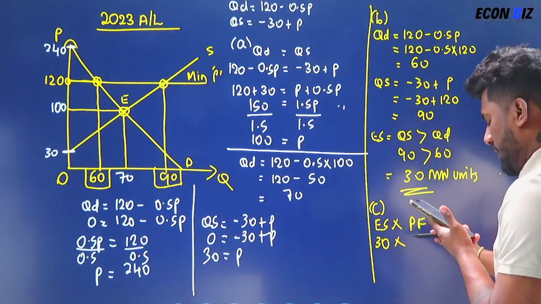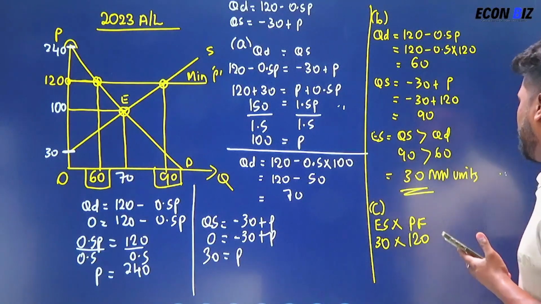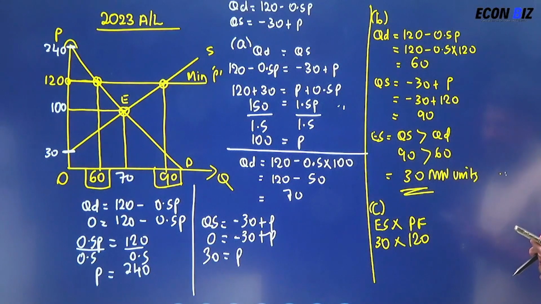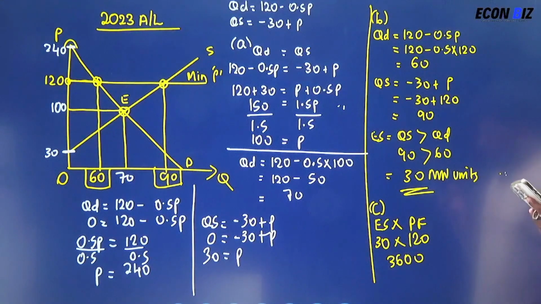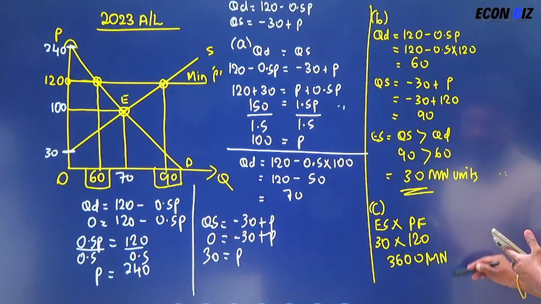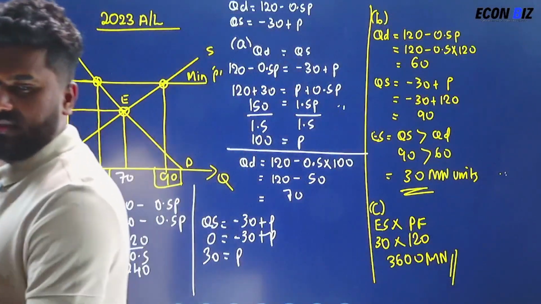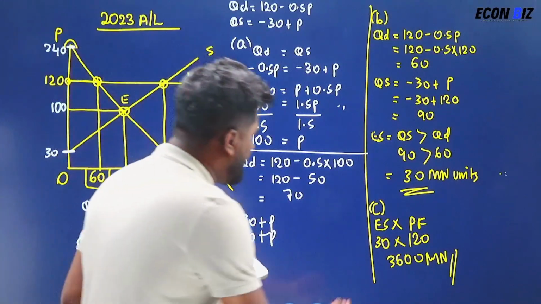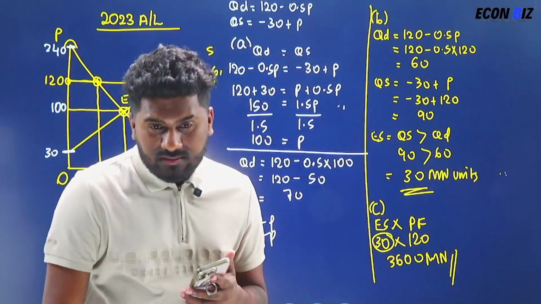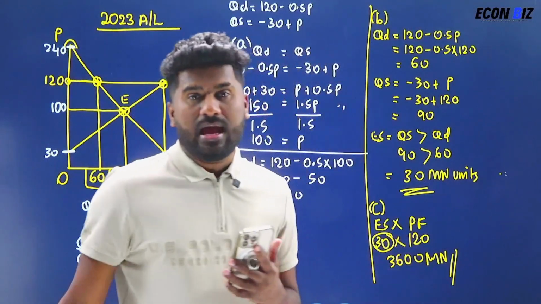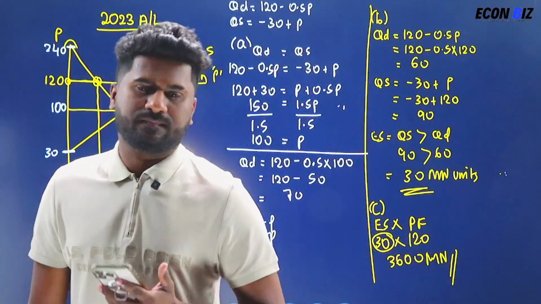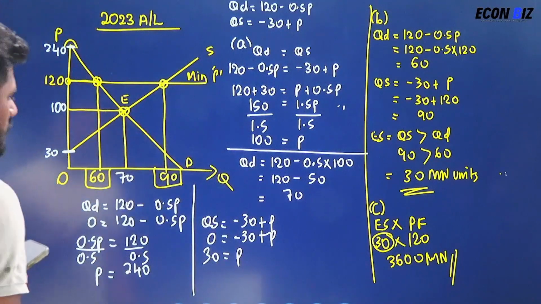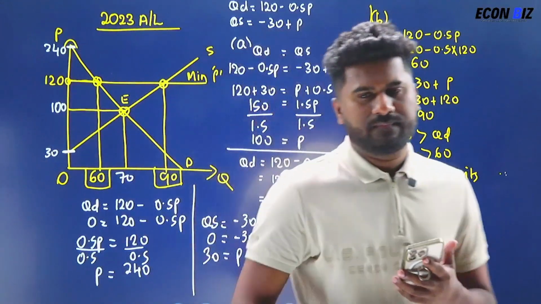Excess supply is 30 million units, multiplied by the price floor. And the price floor is how much? 120. So 3,600 million is the government cost. Excess supply of 30 million needs to be purchased at 120 per unit. So 3,600 million is the cost of the government.